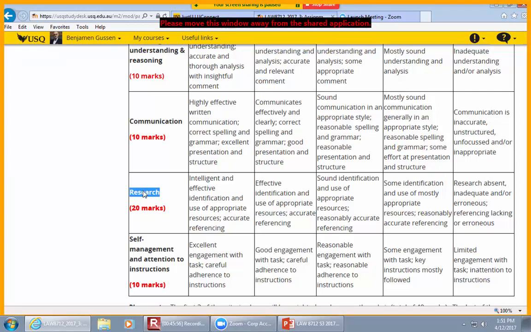I think one of you put something on the forum. Where can I find the readings? I found the readings. That's great. But my point is, that's not the research. That's not your research component for the 20 marks.